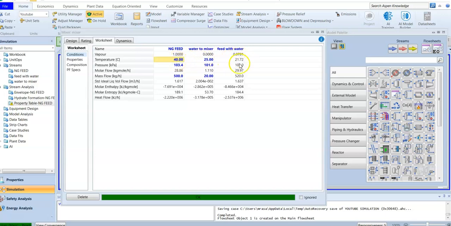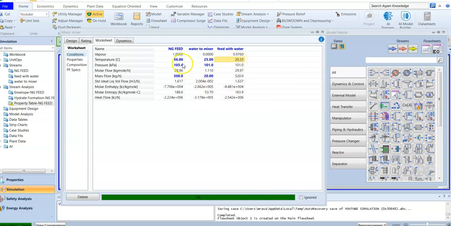So if I want an exit stream to be like 20, we are looking for maybe 35. Okay, we can go up to 36, and okay, this one was fine. So I need to increase the natural gas feed temperature to 36 to mix it with water of 25, and we are having a temperature of 20 degrees.